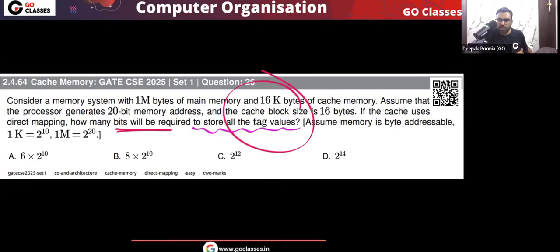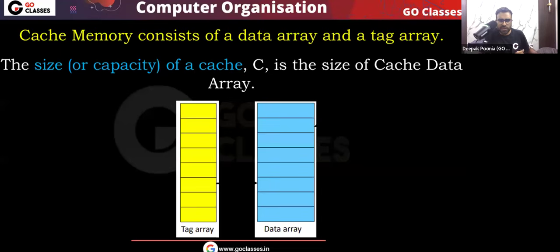Where do we store the tag values? Do you know? Let me tell you that cache memory consists of two parts. One is the data array, another is the tag array. In the cache memory there are two parts, the data array and the tag array, and in this tag array we store the tag bits. We also store the valid bit, dirty bit, and other status bits.